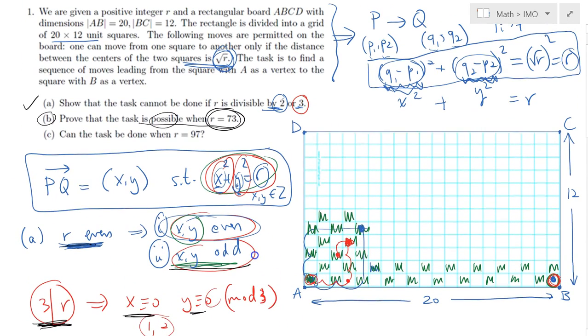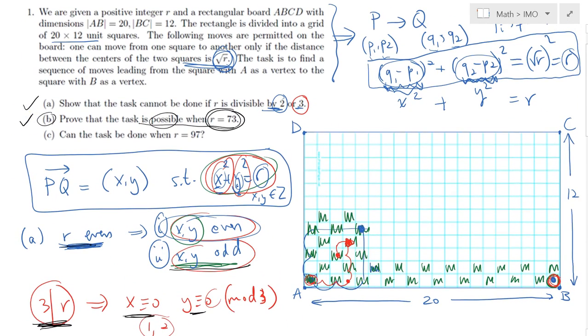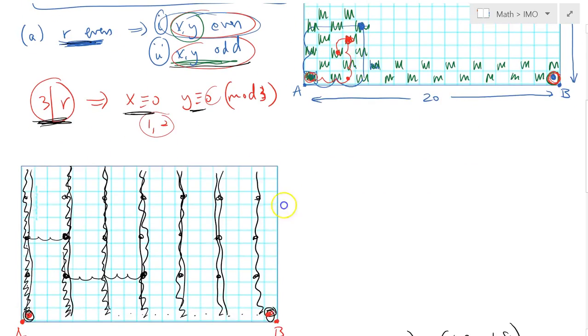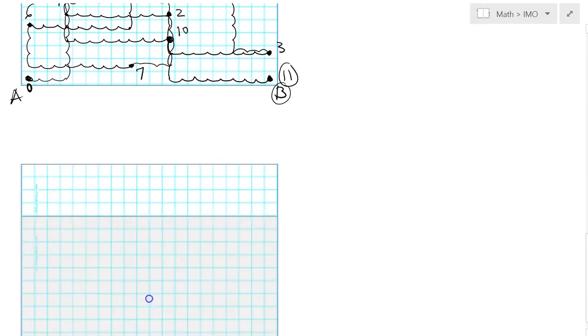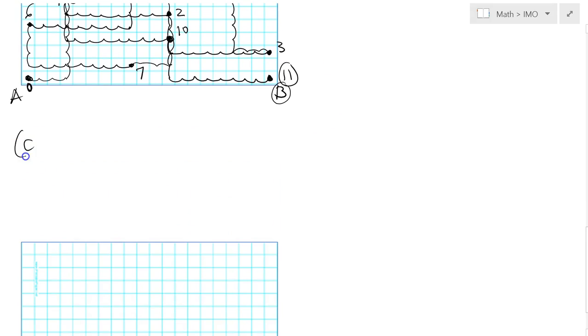Now the final part C, let's check this one as well. Can we do the same thing if r is 97? So let's use the same strategy we did for part B. Let's move this a little bit down. For part C, we have r equals 97. So the displacement vector must satisfy x squared plus y squared equal to 97.